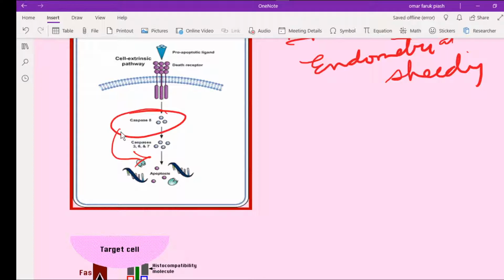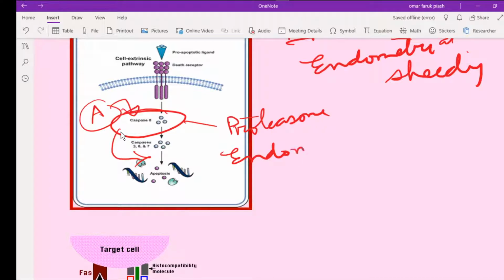So apoptosis is mediated by caspase. Caspase activates two things: protease and endonuclease. Protease breaks down the cytoskeleton, and endonuclease breaks down the DNA, and thus leads to apoptosis. And the caspases are activated by multiple pathways. That means the intrinsic mitochondrial pathway: cellular injuries, DNA damage, and loss of hormonal stimulation.